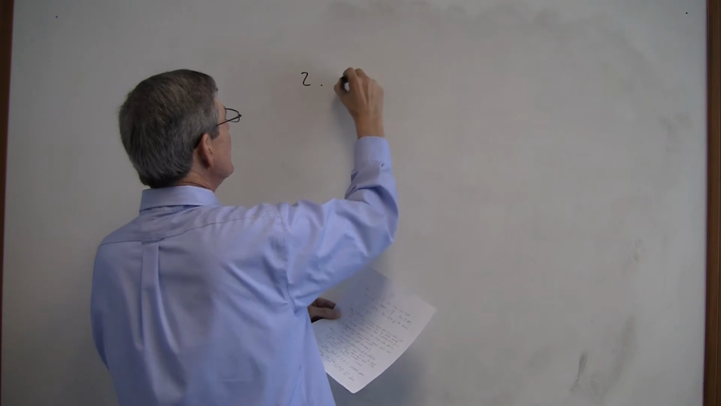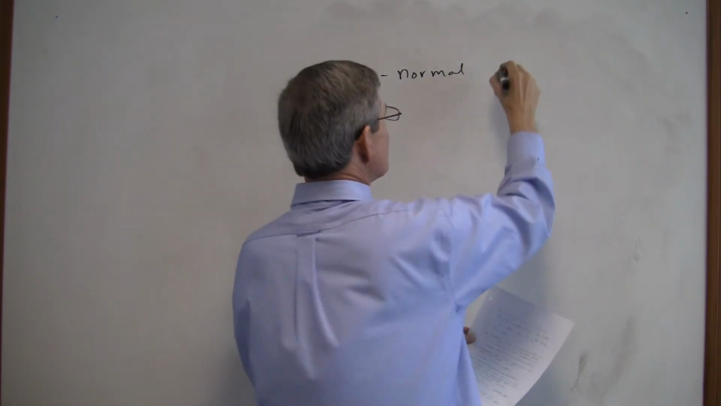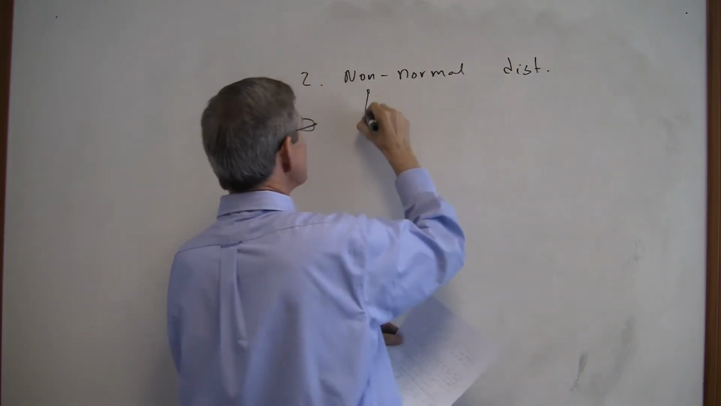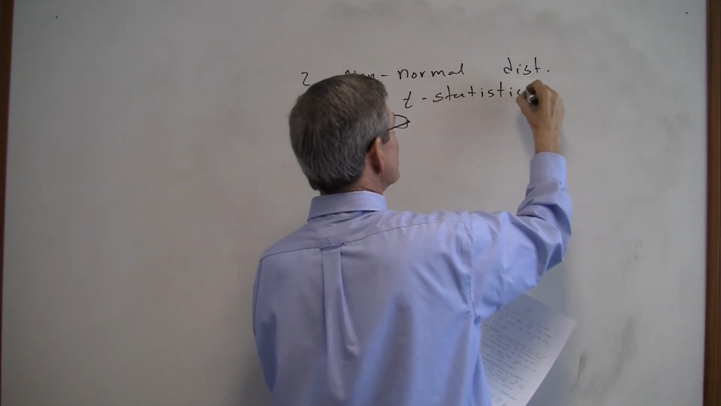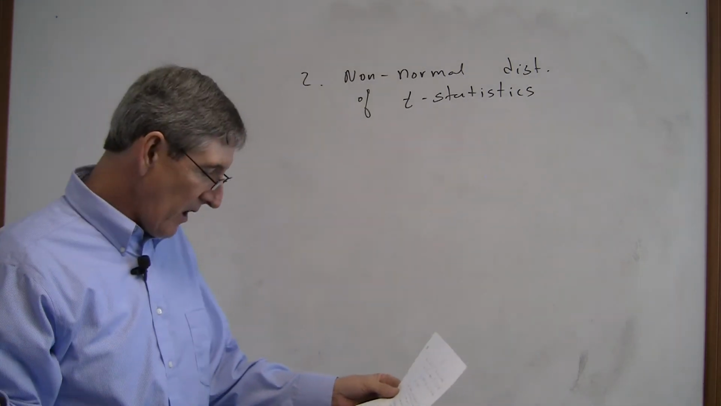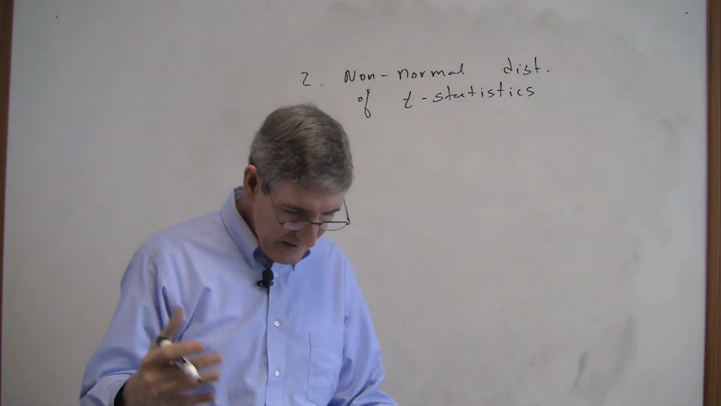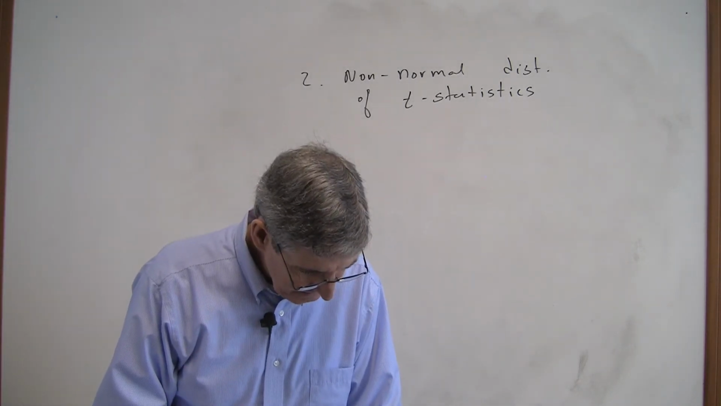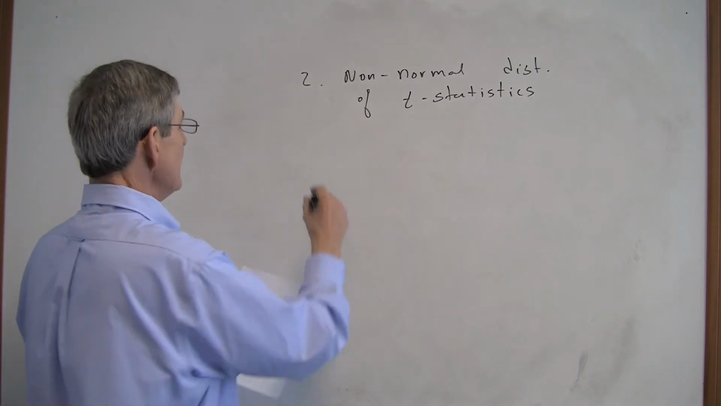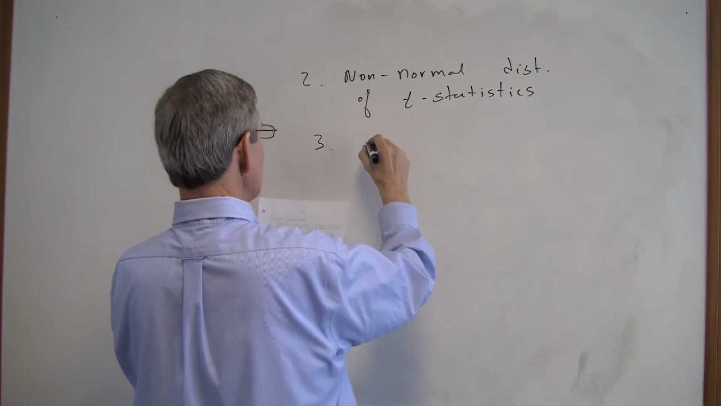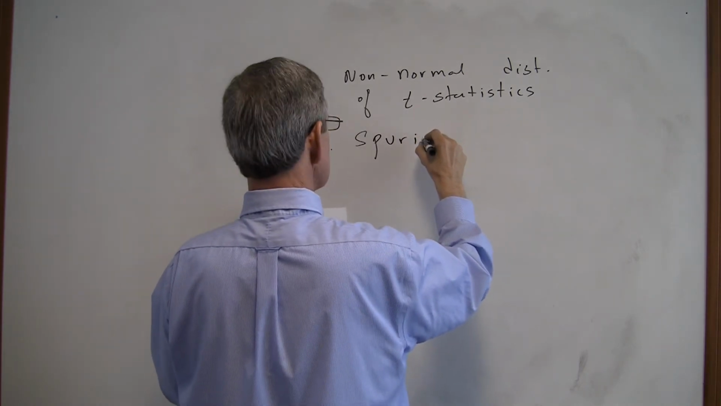The second problem is you have non-normal distributions of the t statistics. So even if the estimator wasn't biased, and it is, but if it wasn't, your t's would be all messed up. And so you can't use confidence intervals, you can't do any of the usual sorts of things. All your conventional tests are invalid. And the third problem is what we call spurious regressions.